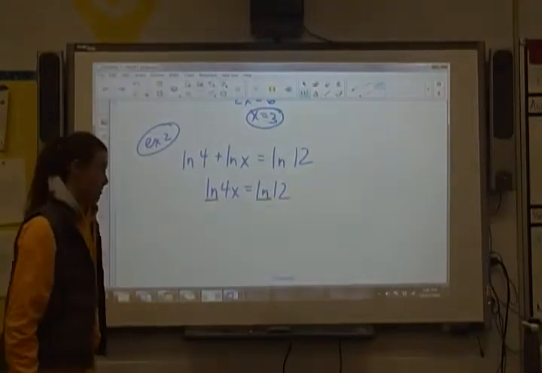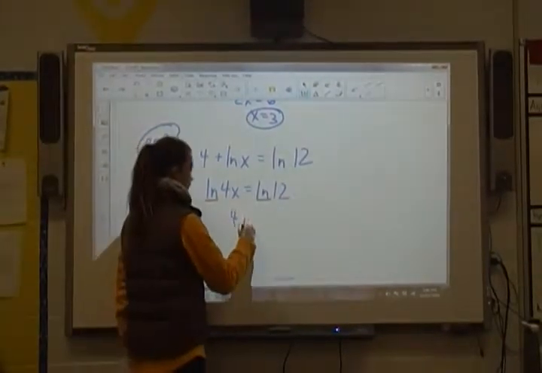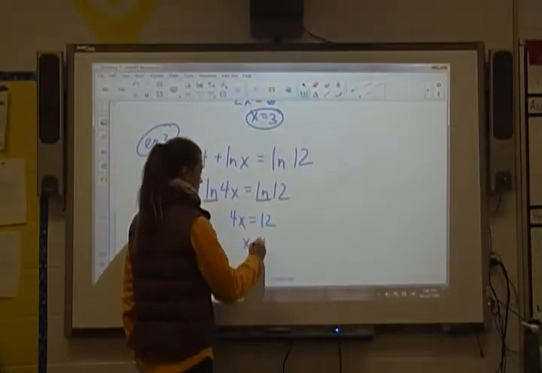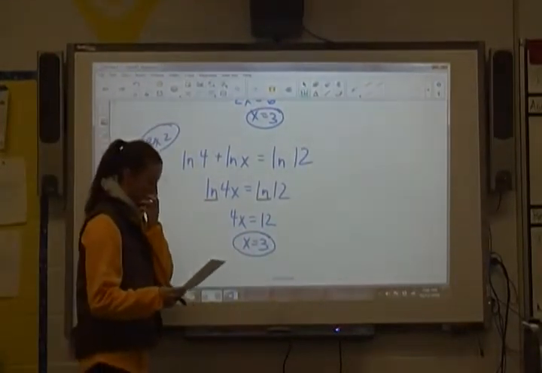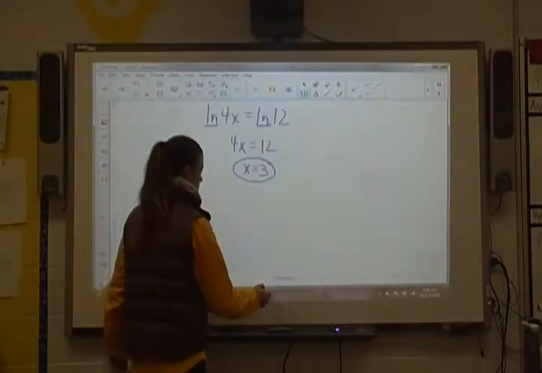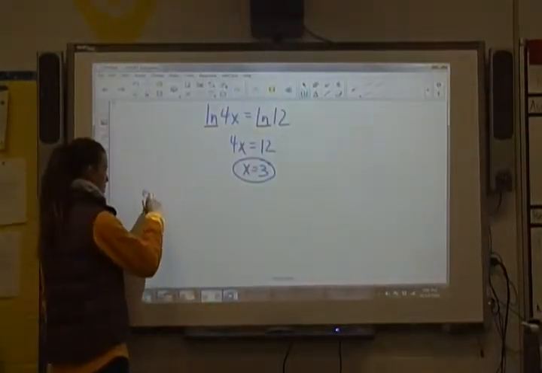This is why it's called that. And we can set 4x equal to 12 and know that x is equal to 3. I promise the answer won't be 3 every time. Let's take a look at some subtraction or division there. Example 3.